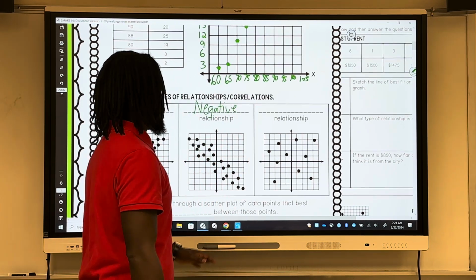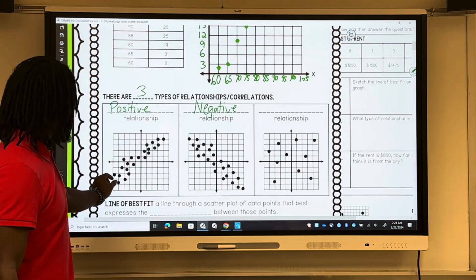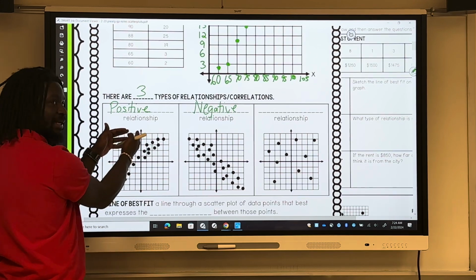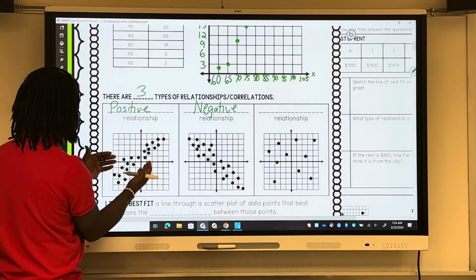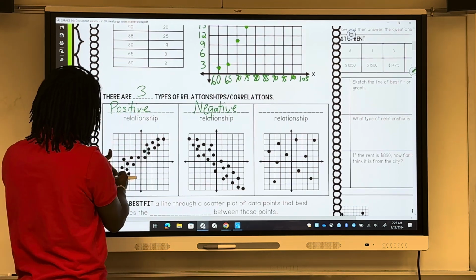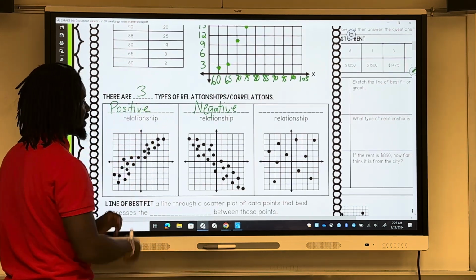And then what you will see is, you see most of these points are somewhat close together. They're not obviously in a straight line like when we were doing slope and functions, but you see, generally they're all kind of in this line moving in this direction.